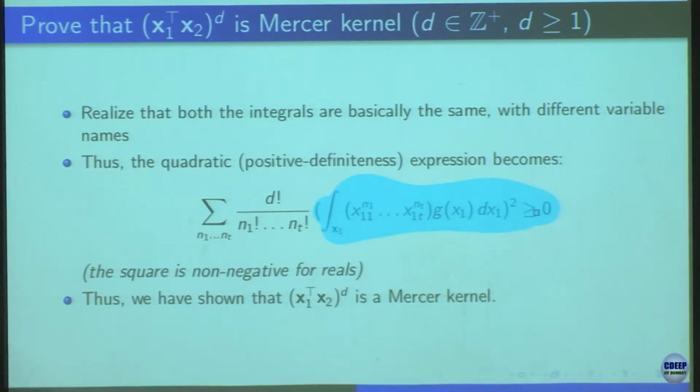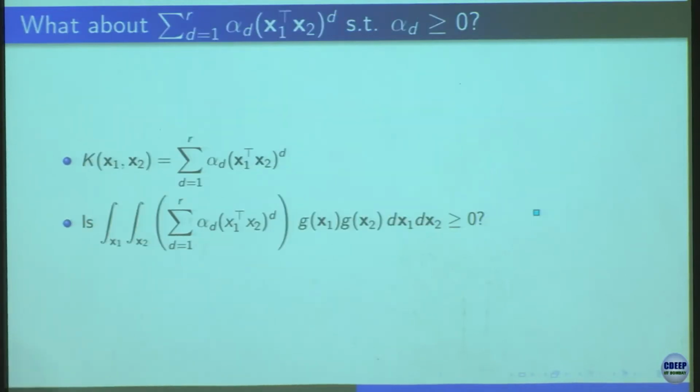So thus we have shown that this whole thing is always greater than or equal to 0. So we have shown that x1 transpose x2 raised to d is a Mercer kernel, right? And now you can show by similar simple logic that if you take positive linear combinations of these x1 transpose x2 raised to d, they will all be Mercer kernels, all of them will sum to greater than or equal to 0.